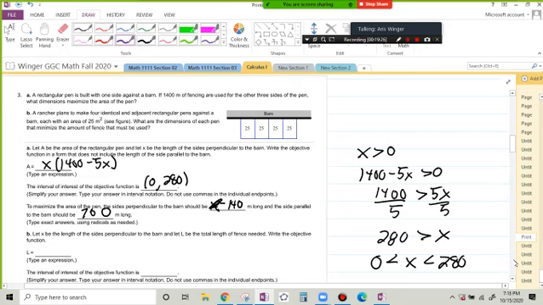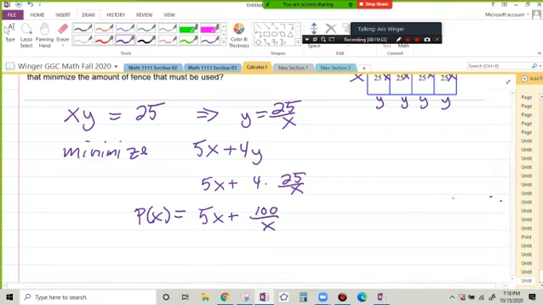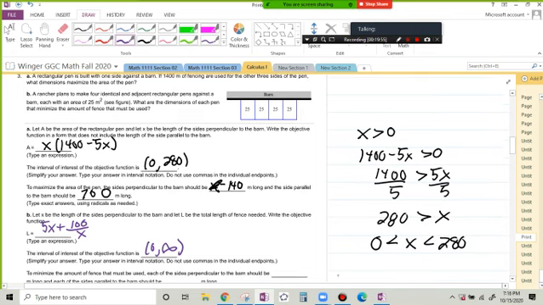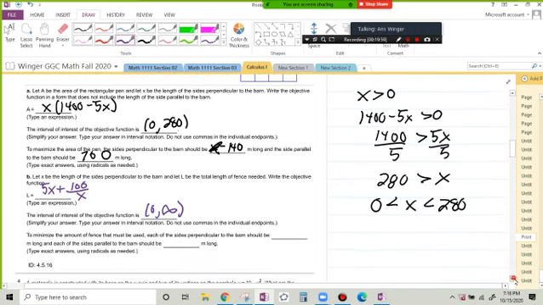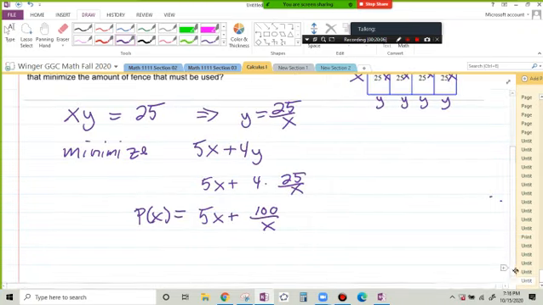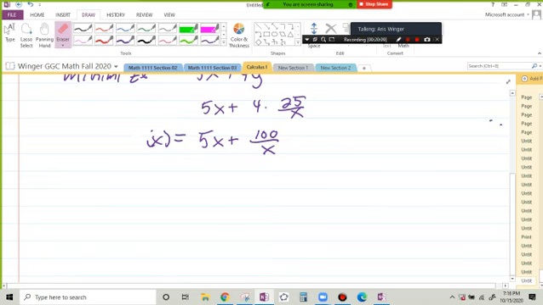So now we've written it as 5x plus 100 over x. X is allowed to be whatever you want as long as it's positive. And to minimize, now we've got to find derivatives. They're calling it L. L prime of x is equal to 5 minus 100 over x squared.